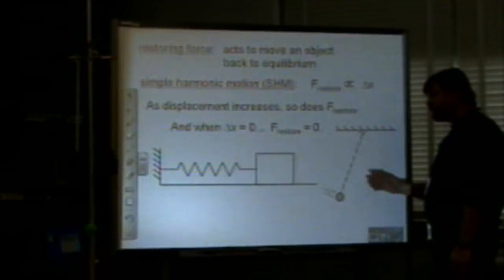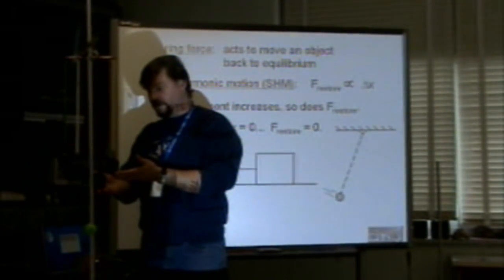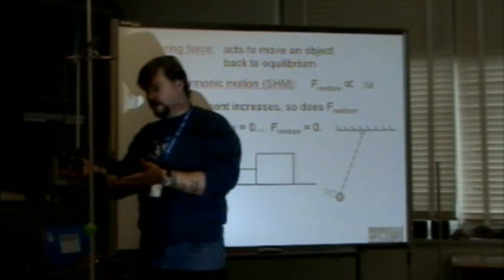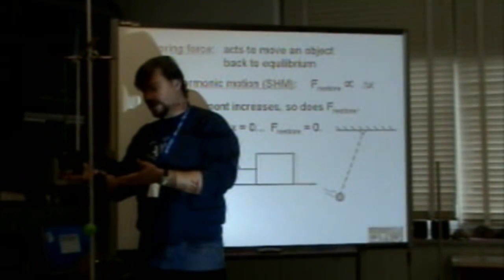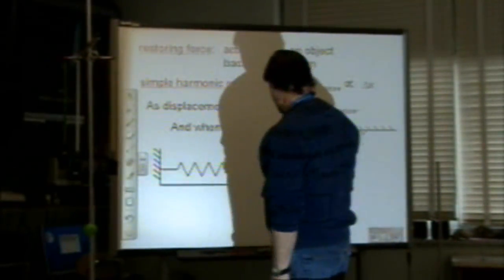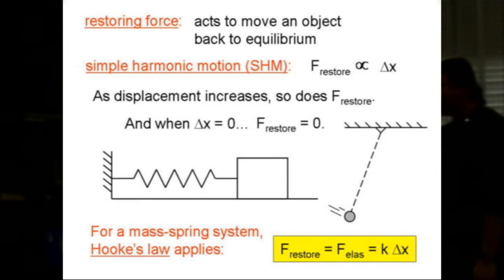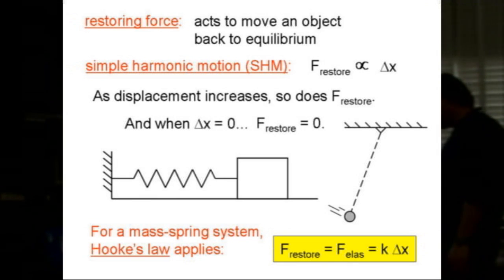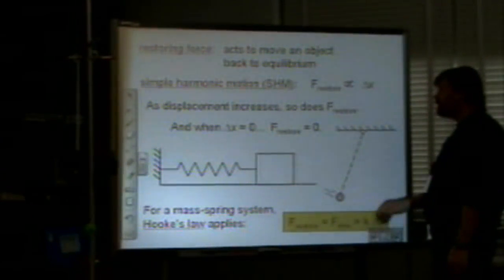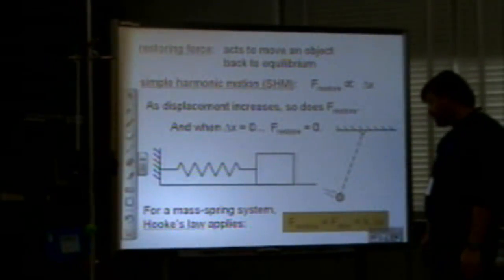And what we see is our examples of simple harmonic motion. Objects that are at equilibrium are masses on springs that are not vibrating up and down, and pendulum bobs that are at their lowest point, at the equilibrium positions. All right. For a mass spring system, Hooke's law applies, which we discussed already: the restoring force is equal to the spring constant times the change in displacement. And in this equation, we see this direct proportionality between our displacement and our restoring force.